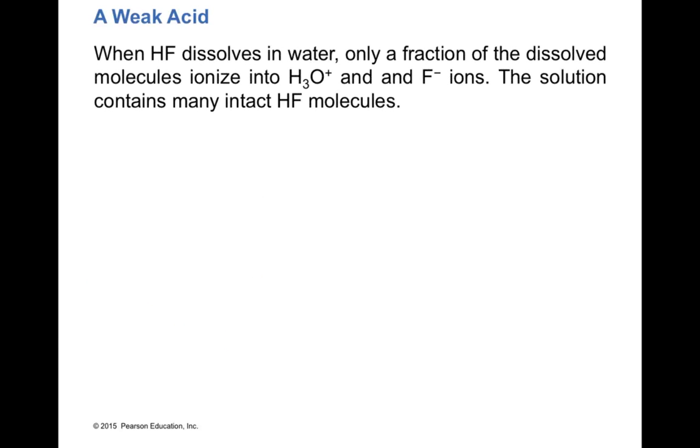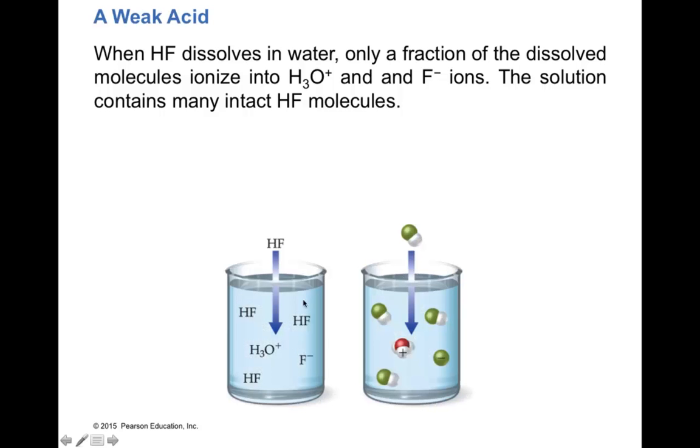Let's talk now about the weak acid. When hydrofluoric acid dissolves in water, only a fraction of the dissolved molecules ionize into hydronium ion and fluoride ions. The solution contains many intact hydrofluoric acid molecules. Here we have the HF, and as I mentioned, when you add HF to a solution, you're going to have a lot of HF molecules in solution, and a few of them dissociated. Here we have four, and three of them are still HF, and just one is dissociated, producing hydronium and fluoride.